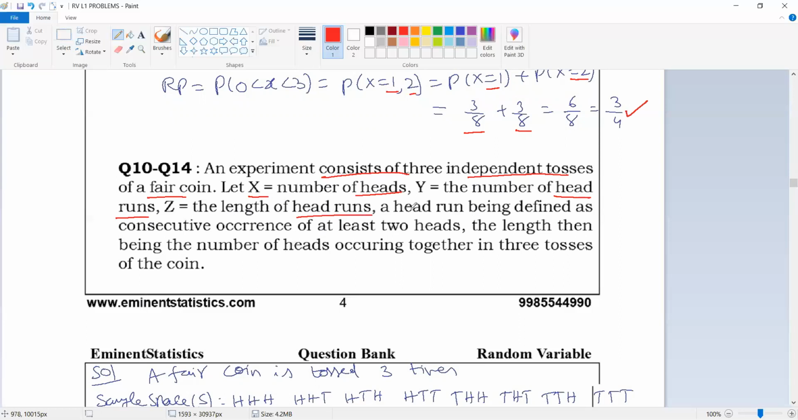Here it is defined. So what is a head run? Head run is defined as the consecutive occurrence of at least 2 heads out of 3. The length of a head run means the number of heads occurring together in the 3 tosses of the coin. So Y is defined, Z is defined, and X is very simple, the number of heads.